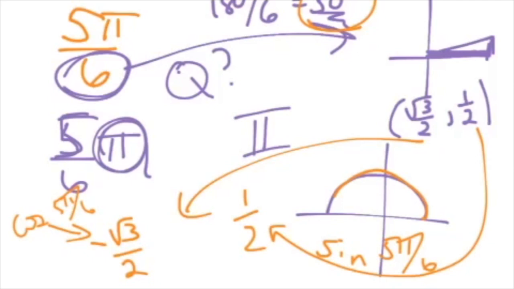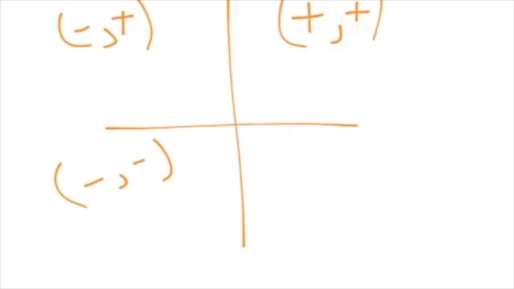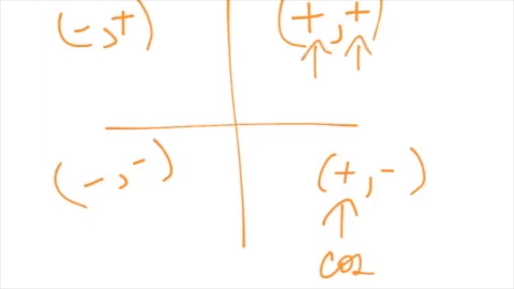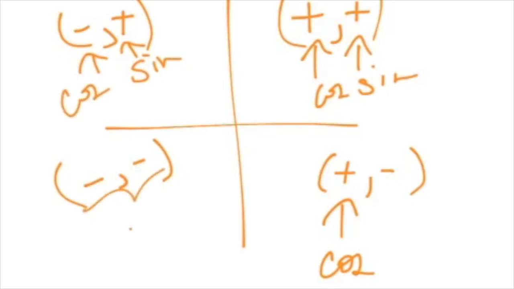So those signs, positives and negatives, go with whichever quadrant you're in. And that's why you always hear them say, All Students Take Calculus, right? And you say, well, what does that mean to me? Well, cosine is positive in quadrant 4. All of them are positive in quadrant 1. Quadrant 2, only the sine is positive and the cosine is negative. And in quadrant 3, they're both negative, so the tangent is the only thing positive.